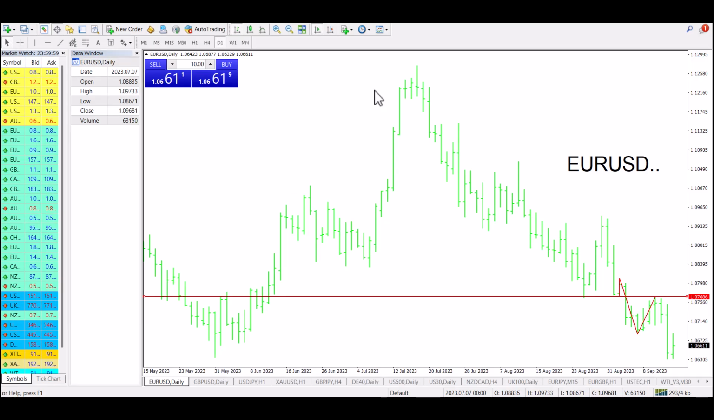Hi everyone, this is my market analysis for the week commencing the 18th of September 2023. I am going to start with the euro dollar.